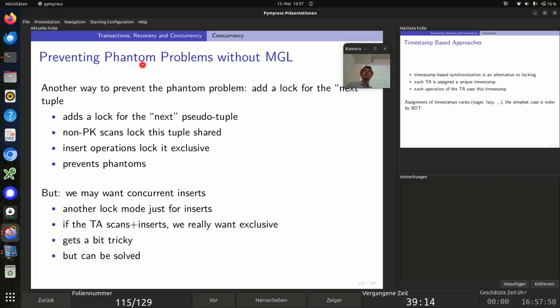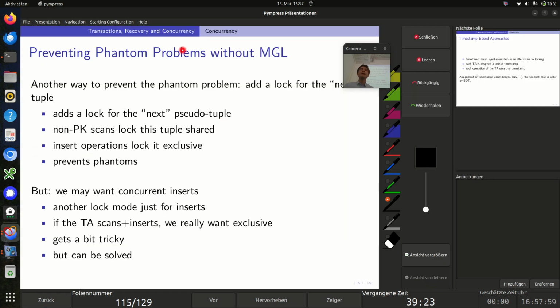So how can we prevent the phantom problem? The idea is, okay, we can have a lock for the next tuple we want to insert. PK means primary key. Scans lock this tuple shared. Insert operations lock it exclusively, so it's a pseudo tuple for the next tuple we want to insert. And that's one idea to prevent the phantom problem.